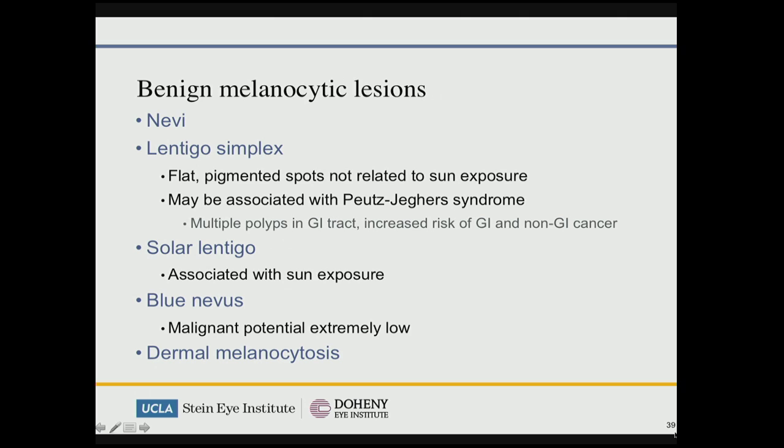Moving on to benign melanocytic lesions, there are nevi, which we'll talk about a little bit more. Lentigo simplex are flat pigmented spots that are not related to sun exposure, but they may be associated with Peutz-Jeghers syndrome, which is characterized by multiple polyps in the GI tract and carries an increased risk of both GI and non-GI cancer. Solar lentigo is similar appearing, but is associated with sun exposure.